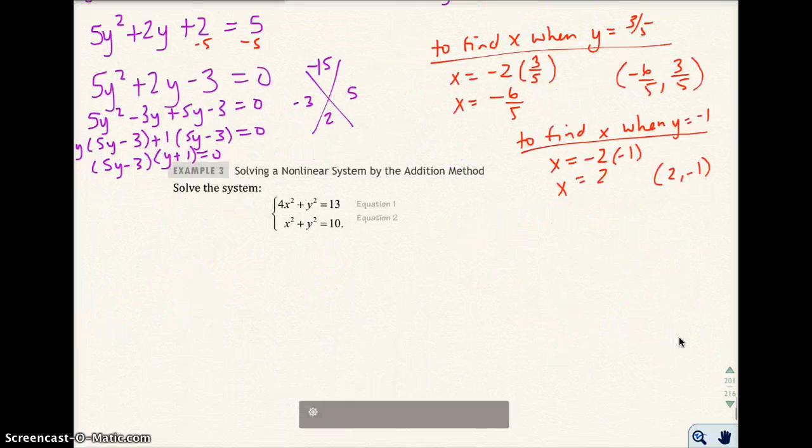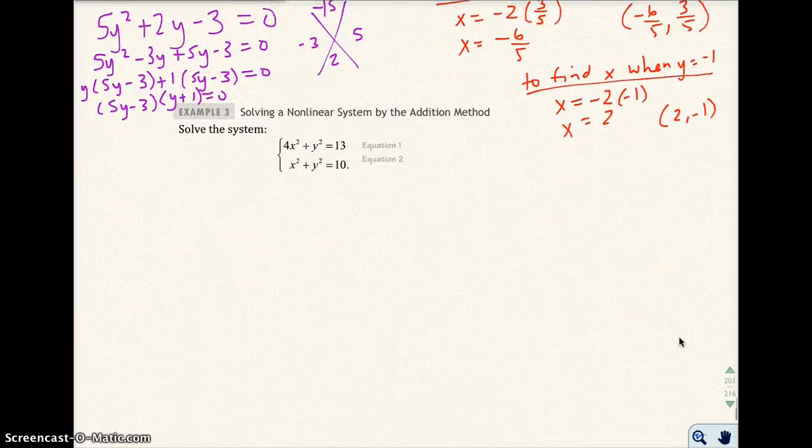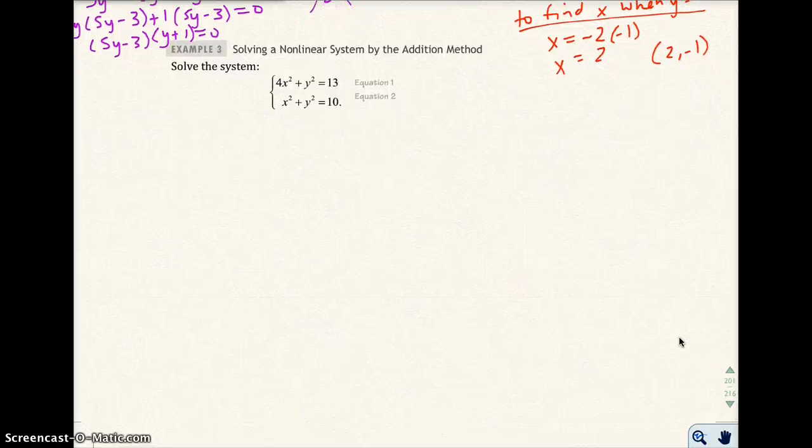Okay, I'm getting ready to run out of time for example 3, so I'm going to stop the video here. And then in the next part we'll go ahead and start example 3.